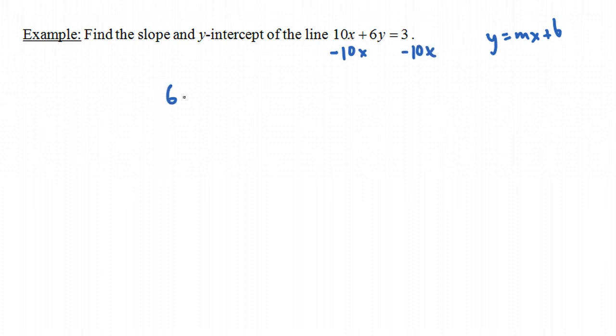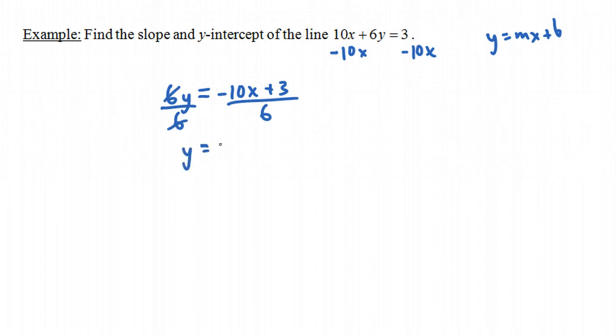And we can rewrite the left side then as just 6y. And the right side would be 3 minus 10x, or another way to say that is negative 10x plus 3. Okay, and finally, since we're multiplying y by 6, we can divide both sides by 6. And that will give us y all by itself. So y equals (negative 10x plus 3) over 6.